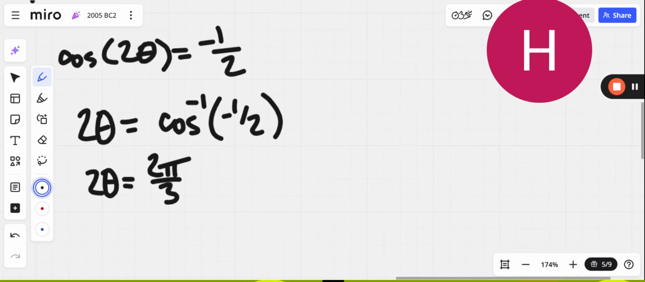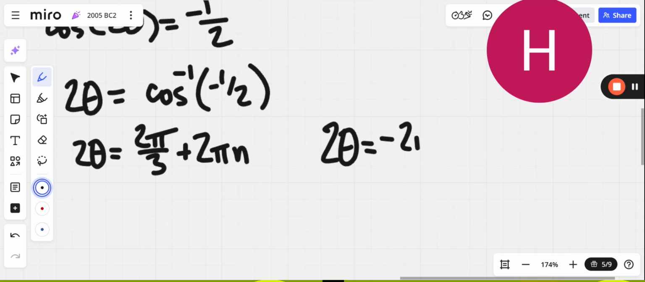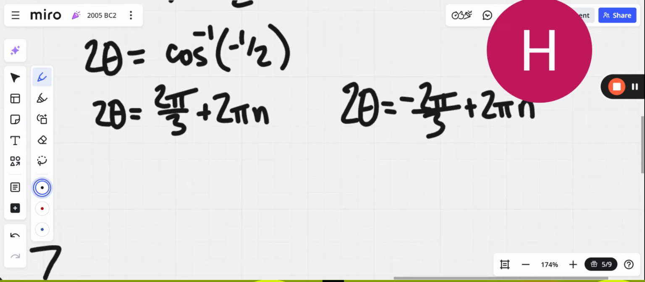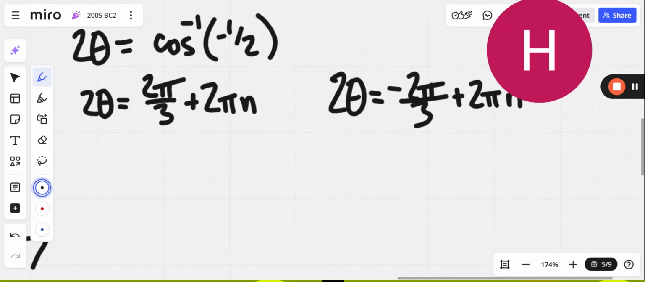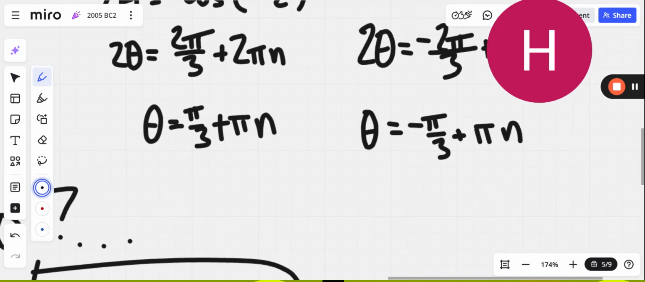Thing is, it's technically 2 pi over 3 plus 2 pi n, and because of the cosine inverse rule, negative 2 pi over 3 plus 2 pi n. Why is this important? Because we have an interval that we're given. So when we try to solve for theta, if I divided 2 on both sides, I would say theta equals pi over 3 plus pi n, and also theta equals negative pi over 3 plus pi n. So I have to consider these possible angles.